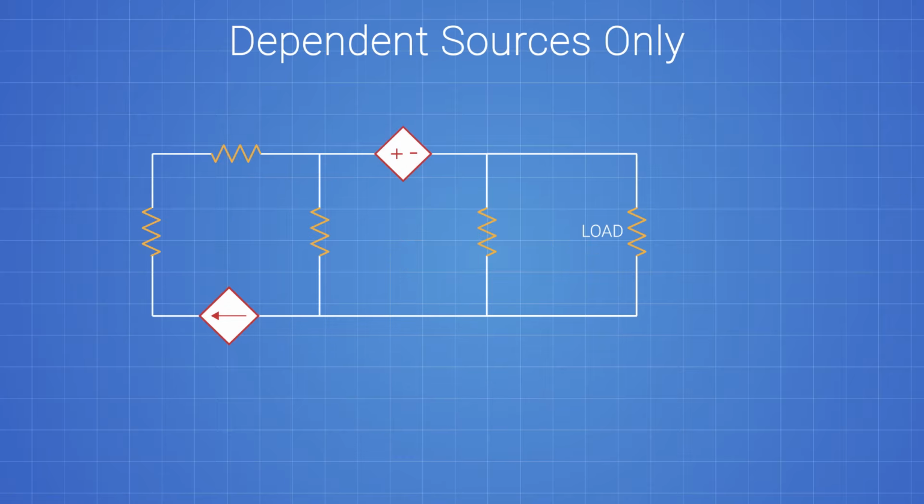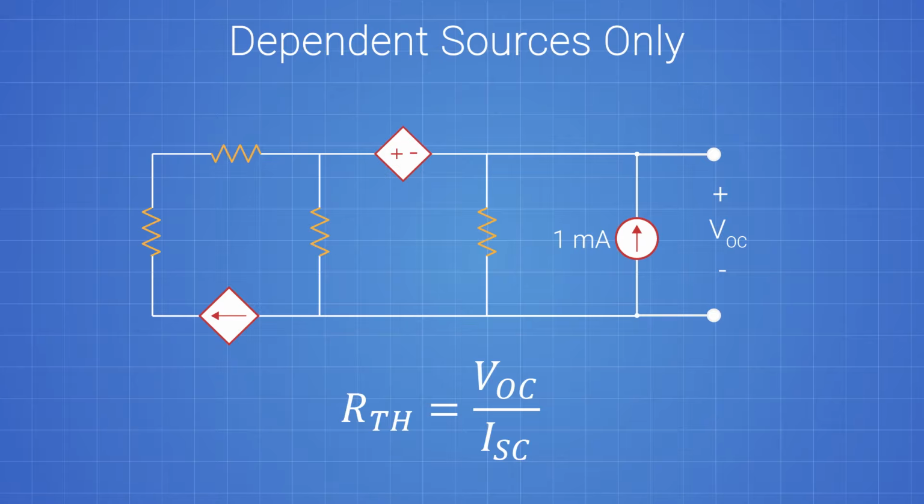The last case is when we have just dependent sources. Now in this case, we obviously can't find VTH since there is no flow of electricity because we have no independent sources. So what we do is, we remove the load and then we put a 1 milliampere current source between the terminals. Now we can once again figure out the voltage between the terminals. The cool thing is, since we placed our own current source between the terminals, that's also our ISC value, which is just 1 milliamp. So using our trusty equation, we can find the RTH.